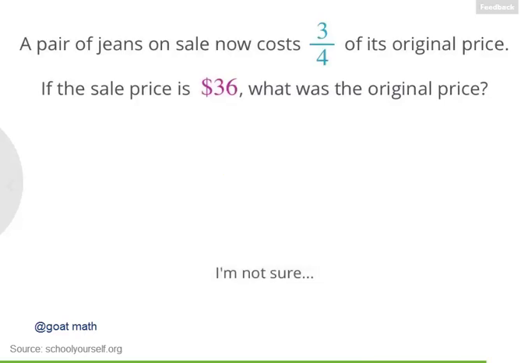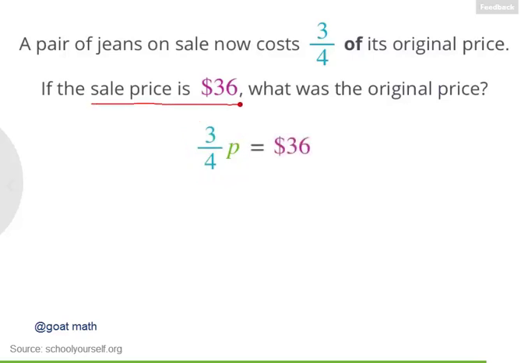Excellent! There were a few different ways you could have solved this. One way is to call the original price of the jeans P. Then the sale price is 3/4 of P, which means the sale price is 3/4 times P. And the problem says that's equal to $36. So we have an equation that we can use to solve for P.